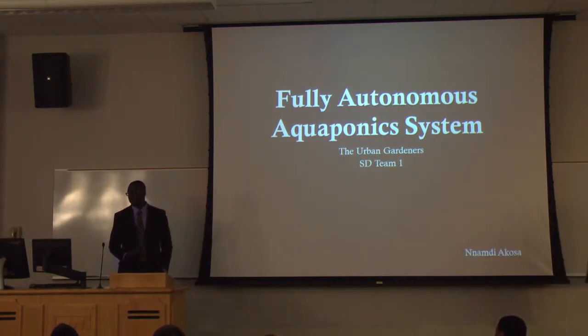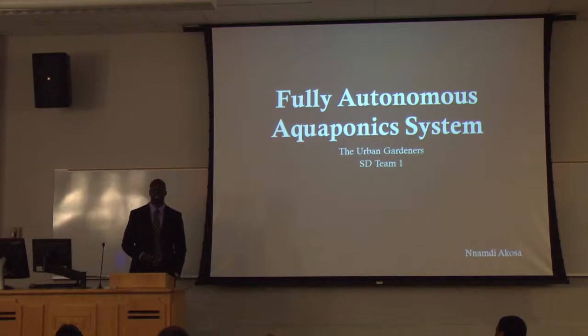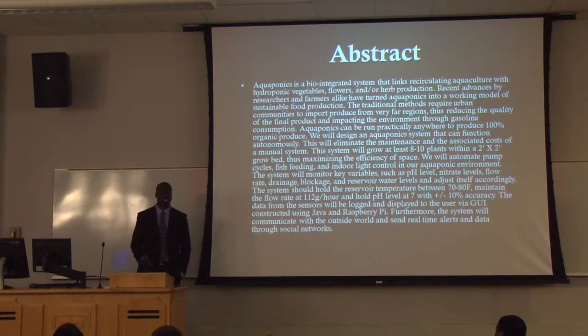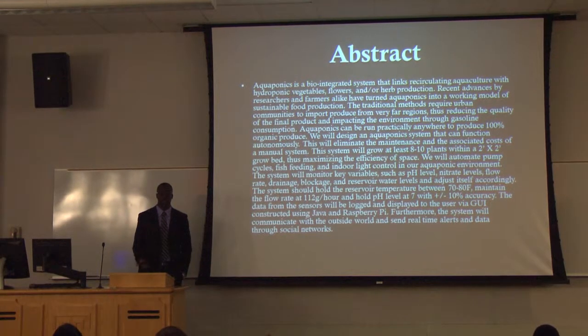We are the Urban Gardeners, and we're working on the fully autonomous aquaponics system. By definition, aquaponics is the fusion of aquaculture, which is the raising of fish, and hydroponics, which is growing plants in nutrient-rich water without the use of soil. We want to automate our system in order to ease the usability. Using aquaponics can be a very difficult method to implement for those without the technical knowledge.